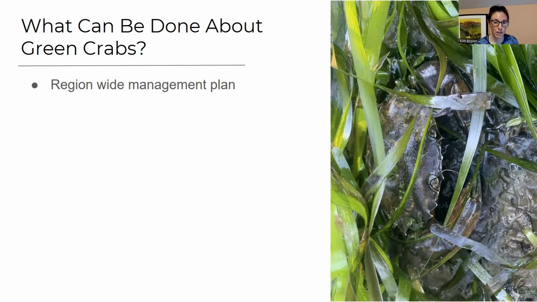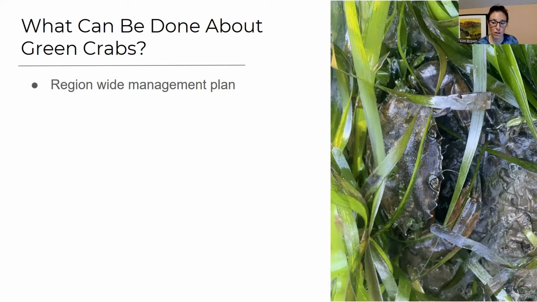So I think rather than having all states be doing their own sort of management practice, doing a region-wide management plan would benefit everyone. Obviously, having Washington do such aggressive trapping and management is not necessarily going to do much if Oregon is not doing anything, and we're just going to be continuing to seed new populations in Washington with how the ocean currents work. And so, yeah, hoping that Oregon will do a little bit more.